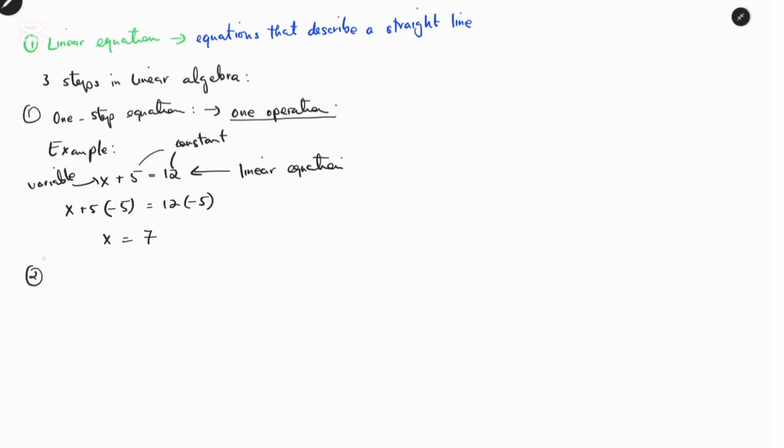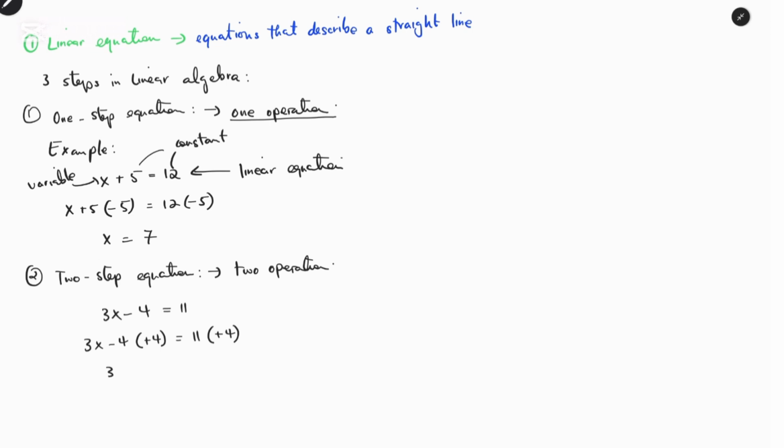The second step is known as the two-step equation. Now, in a two-step equation, we can simply say we have two operations performed on this linear equation. For example, if we have 3x minus 4 is equal to 11, the first operation is to add 4 to both sides of the equation. So we have 3x minus 4 plus 4 equals 11 plus 4.